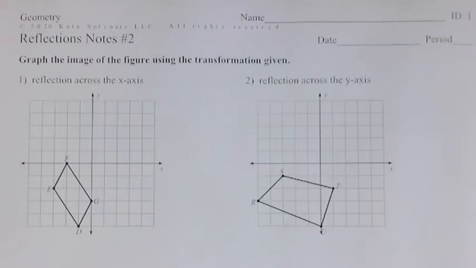I'm going to give you an example of each of our types of lines of reflection: across the x-axis, y-axis, y equals negative x, y equals x, and then across x equals a number and y equals a number. So let's go ahead and look at some examples.